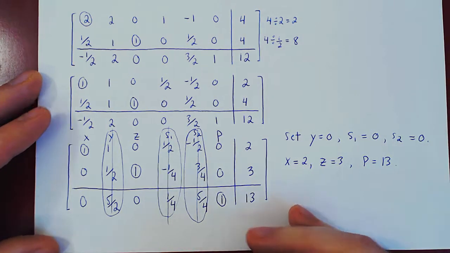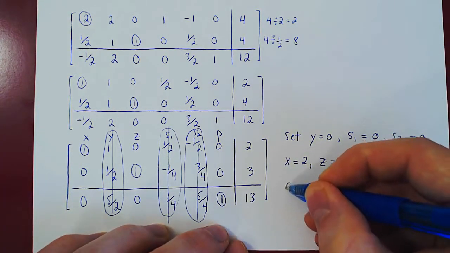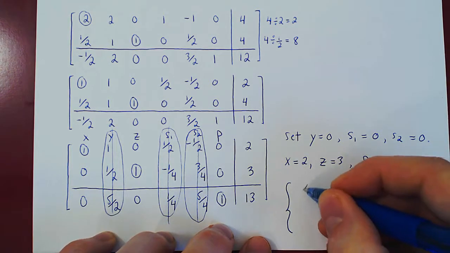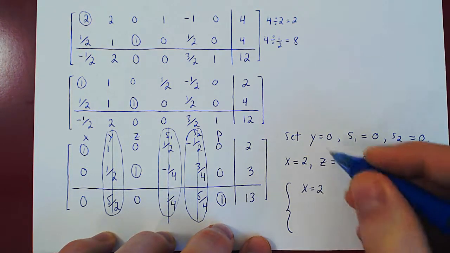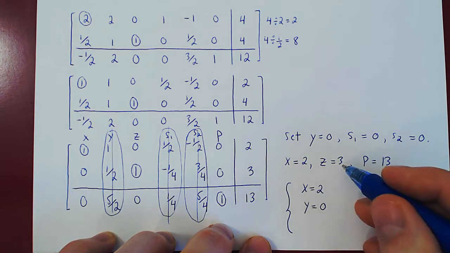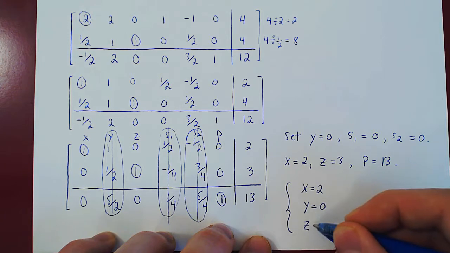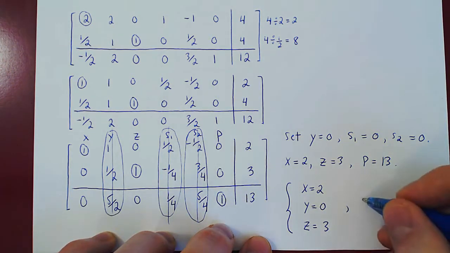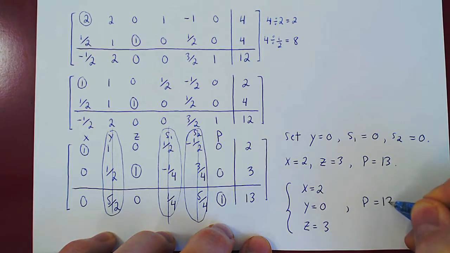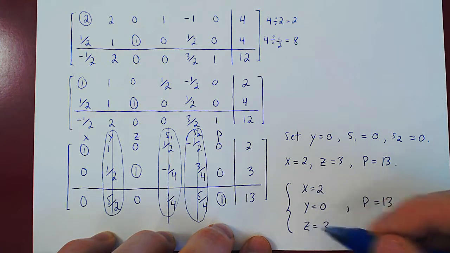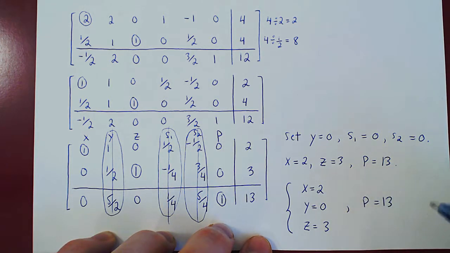And we're done. So if we write our conclusion, the maximum value that P can take occurs when x equals 2, when y equals 0, and when z equals 3. And the maximum value that P attains is 13. And that's it. Now we can do a quick check to see at least if these values are consistent with the value of P being 13.